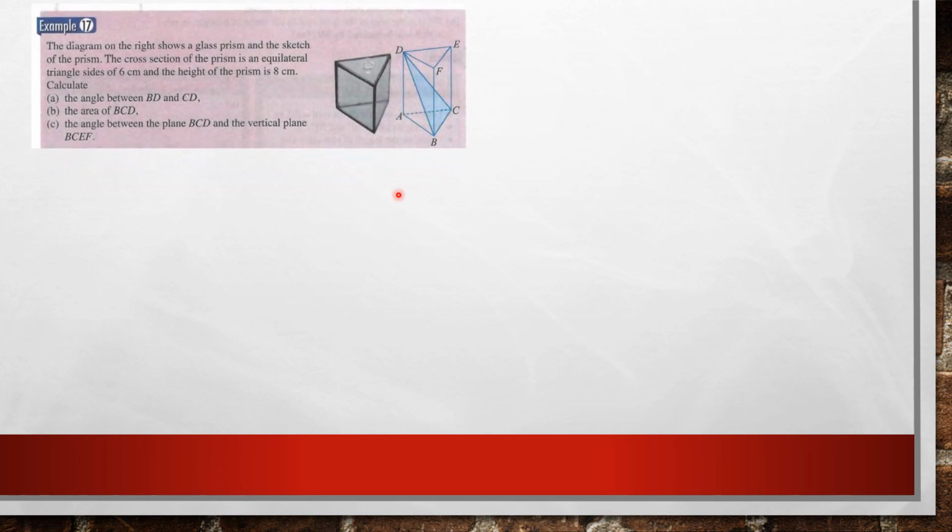Now we look at example 17. The diagram on the right shows a glass prism. In the sketch of the prism, the cross section of the prism is an equilateral triangle with sides of 6 centimeters. So this is the equilateral part, 6 centimeters. You can label it after you read, it will be easy. And the height of the prism is 8. The height will be AD.